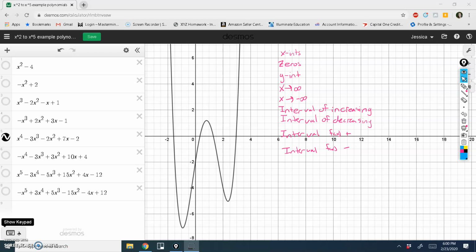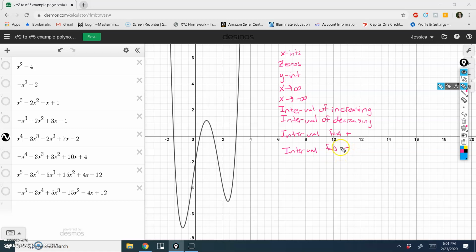This is basically just picking up from video 1, but with more examples for those of you who need it. So when we left off in the last video, we were analyzing x to the third minus 2x squared minus x plus 1, and we went through finding x-intercepts, zeros, y-intercept, the end behavior as x goes to infinity, as x goes to negative infinity, the interval of increasing, the interval of decreasing, the interval where f of x is positive, and the interval where f of x is negative.